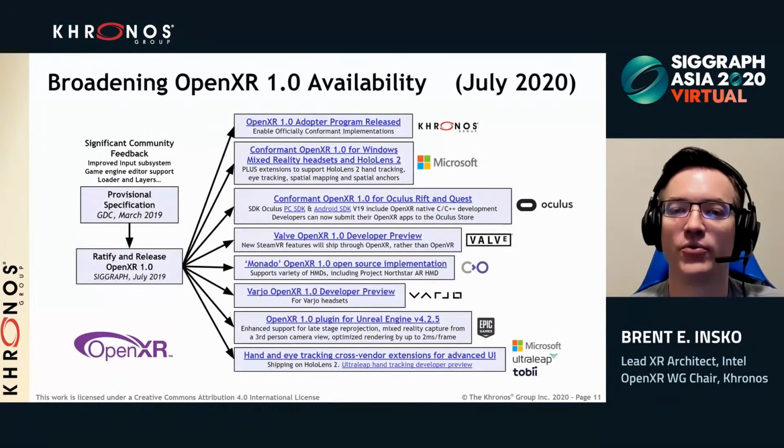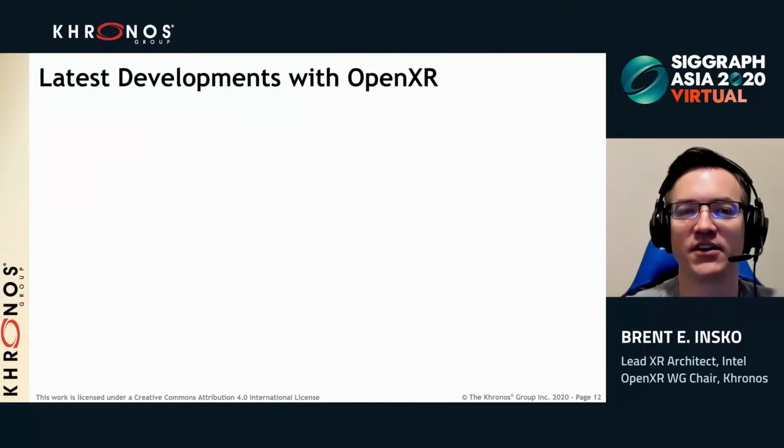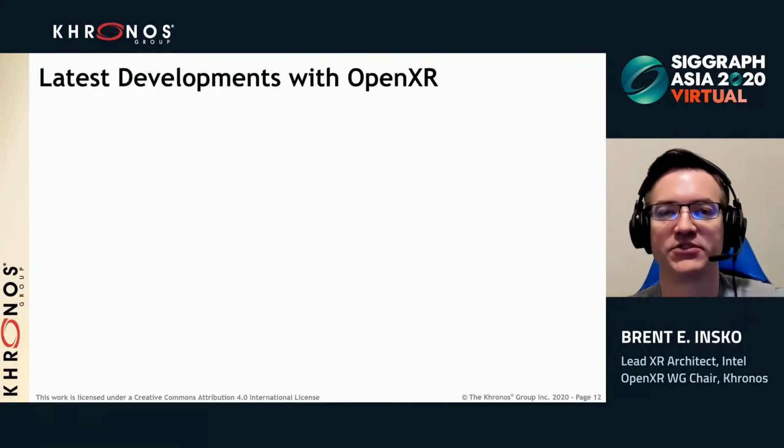This July, we gave a one-year update after the release of the 1.0 specification at SIGGRAPH last year. We have launched the OpenXR adopter program and open sourced the conformance test suite on GitHub. We have a number of OpenXR conformant platforms and additional developer preview implementations. And we have also released hand and eye tracking extensions for advanced user interfaces. So now I'll talk briefly about the latest developments with OpenXR.